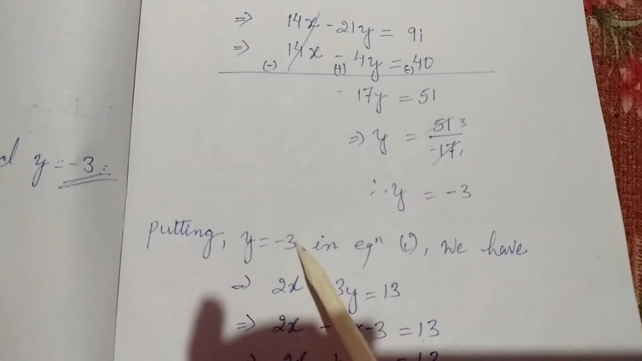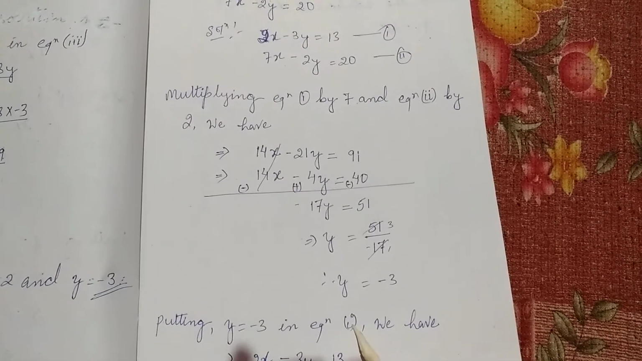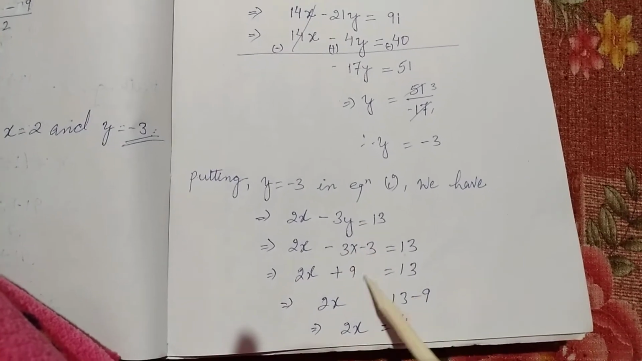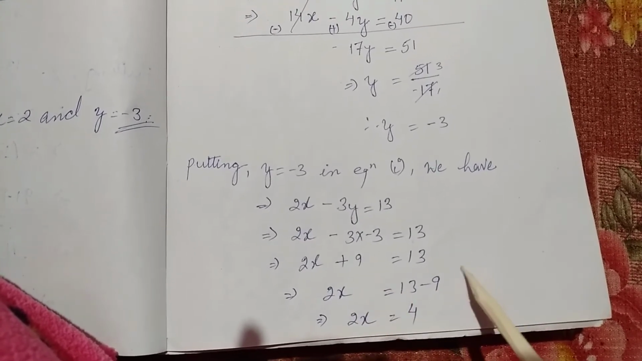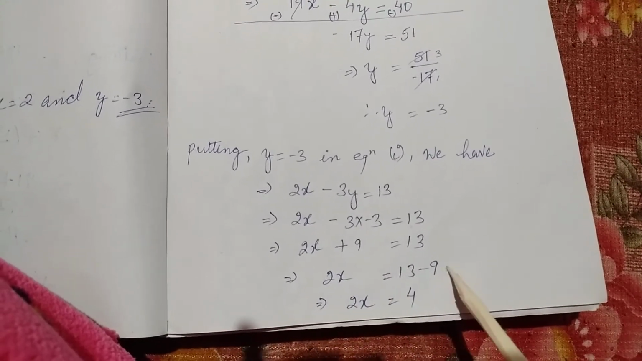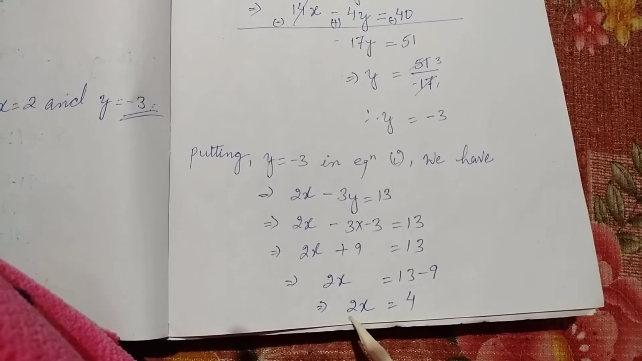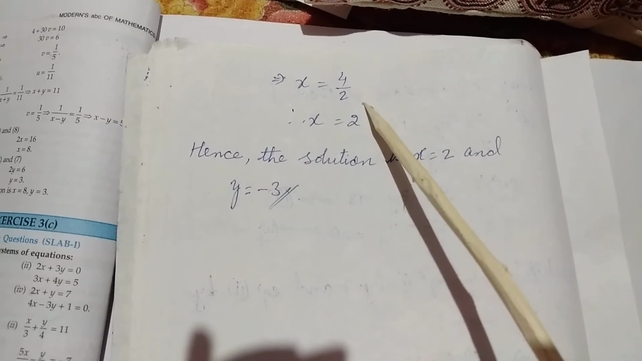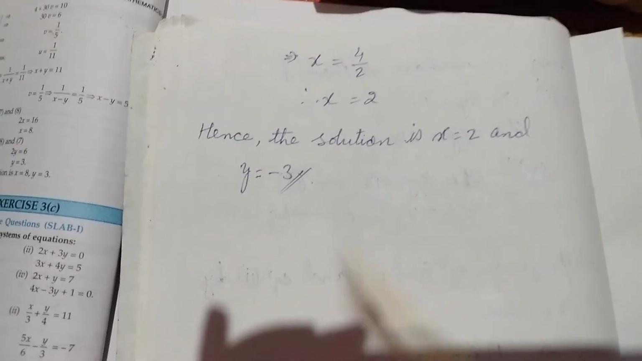So what we are writing? Putting y equal minus 3 in equation 1. What was equation 1? 2x minus 3y equal 13. So in place of y, now minus 3. Minus minus plus, 3 into 3, 9. Since this is the variable, it will remain on the left side. We'll take the number to the right. Plus becomes minus. 13 minus 9, it becomes 4. So x equal 4 divided by 2, that is 2. So what we are getting as a solution is x equal 2 and y equal minus 3.